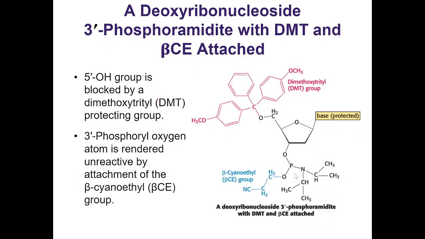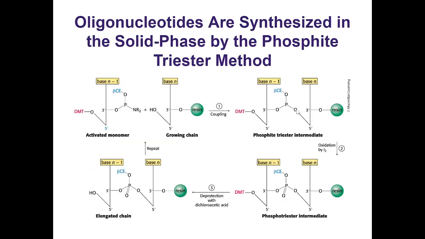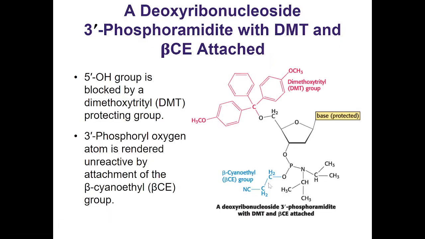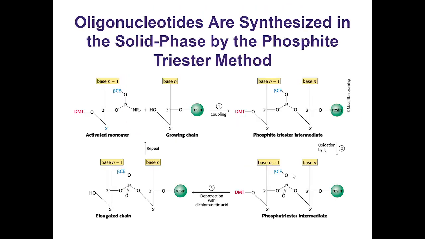Well, it's not a triester yet. It has an amine on it. Right here, it's a triester. And see, we're exchanging that amine for the oxygen that was on our growing chain. Notice that is the same side as the BCE. That's why this BCE needs to be there, by the way. Otherwise, it could react on that side.